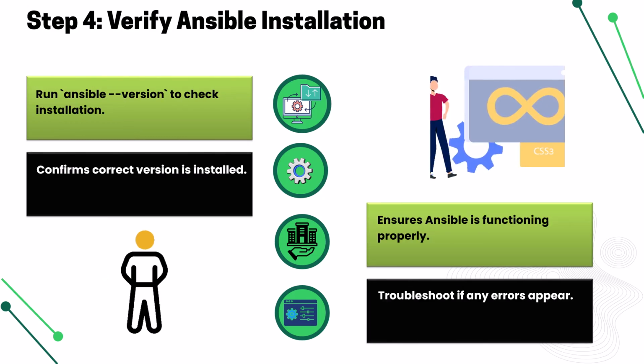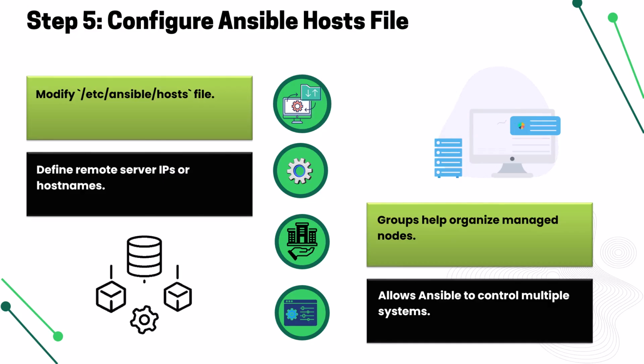Did it work? Let's check. Running a simple command confirms if Ansible is installed properly, kind of like checking if the cake we baked actually looks edible. Last but not least, configuring the host's file. This is like setting up your contacts list so Ansible knows where to send automation tasks. Without it, Ansible is just talking to itself.